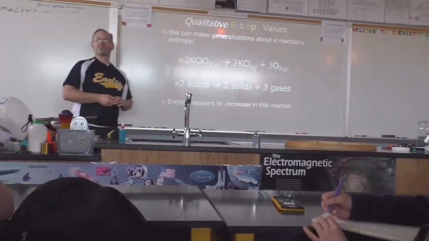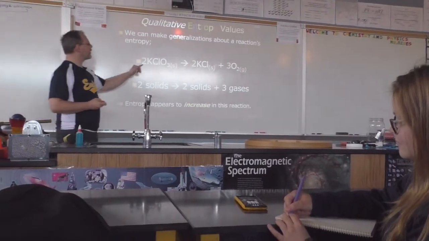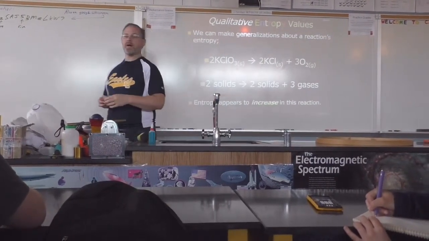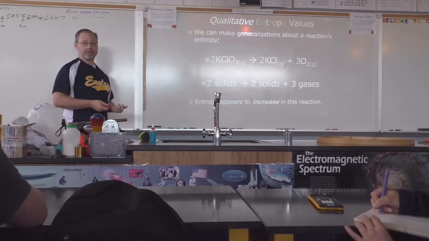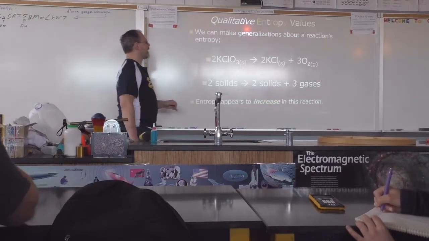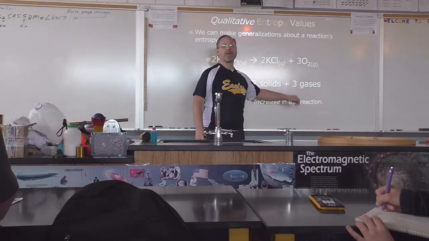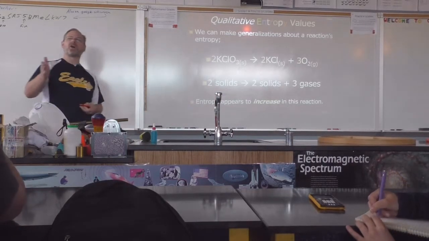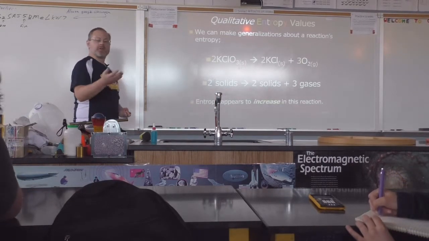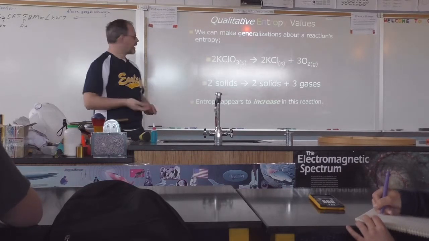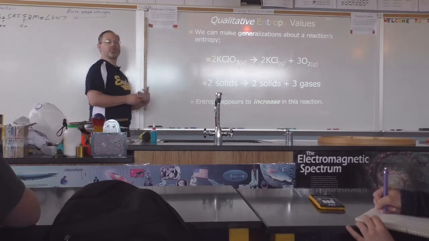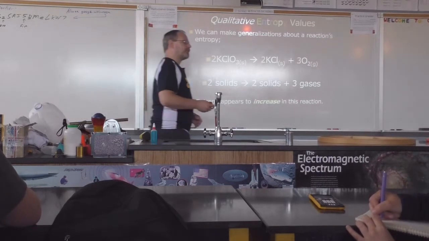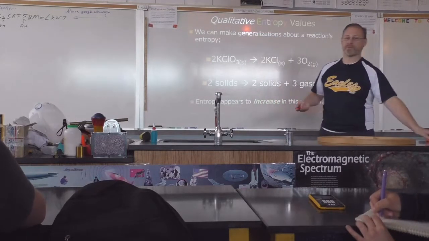Okay, so in this reaction, we've got two things becoming five things. And that alone should be enough to tell us the entropy is increasing. But in this case, we also have two solids producing three gases. Another way that entropy will increase. If you saw three solids going to three gases, you know entropy is increasing. Okay, so we have a situation here where we have two pieces of evidence that tells us the entropy is increasing. Now, that's qualitative judgments about entropy.